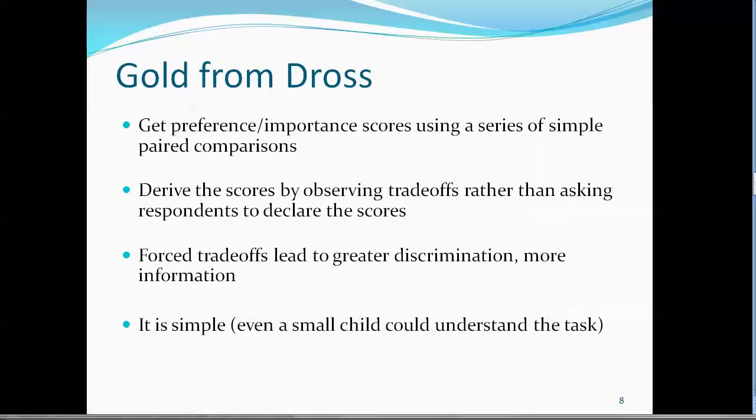Now, the neat thing about this is that although we're asking for a crude response, left or right, A or B, we can get a lot of gold out of that dross. We get preference and importance scores using a series of simple paired comparisons, and we can derive the scores that we need by observing trade-offs rather than asking respondents to directly declare those scores. Because we're using a forced trade-off between A versus B, etc., this leads to greater discrimination and more information, it turns out. And it's simple. Even a small child could understand the task.